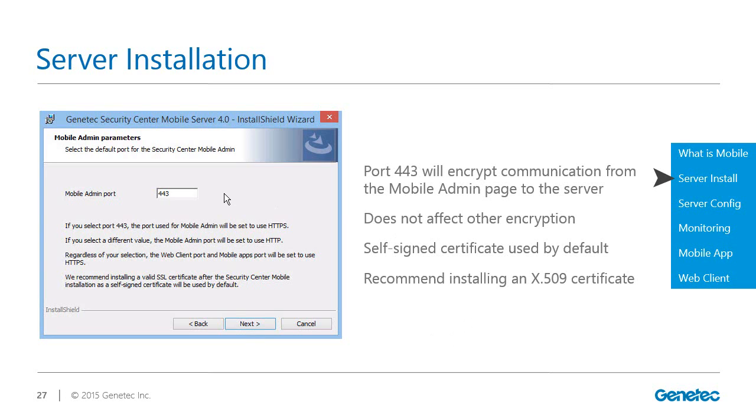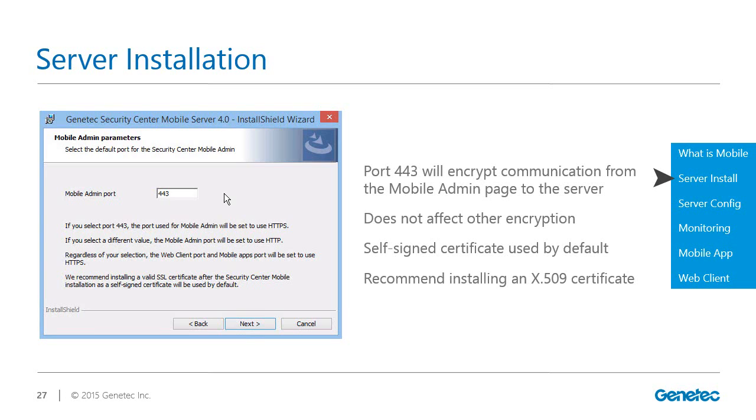mobile server. So by default, it's set to port 443, which encrypts the communication between the admin page and the mobile server. Now, we need to use HTTPS in the URL to reach the admin page if we use this port. If we do change it to a different port, it will not encrypt the communication, but this will not affect other encryption on the mobile server, such as between the server and the web clients or mobile apps.